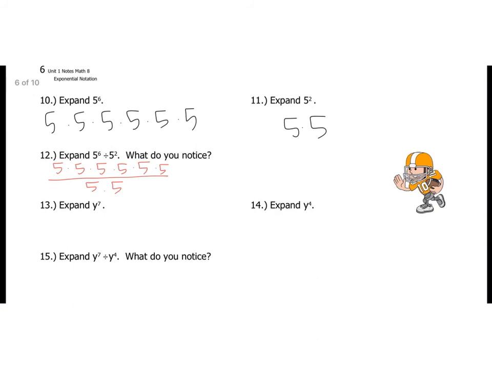Now looking at this, is there anything in the numerator and denominator that can cancel out? Well, this 5 will cancel out this 5, and this 5 will cancel out this 5. So my answer is going to be 5 to the 4th power. So if you were to do that same thing for numbers 13 through 15, what would it become? Go ahead and pause it now and figure it out on your own.